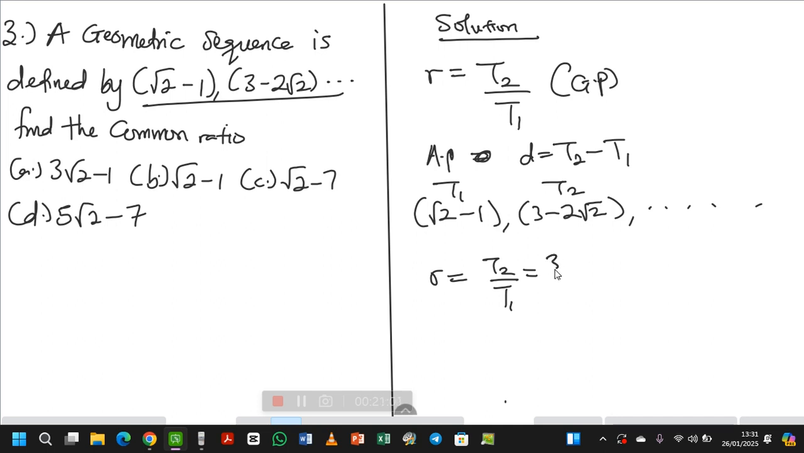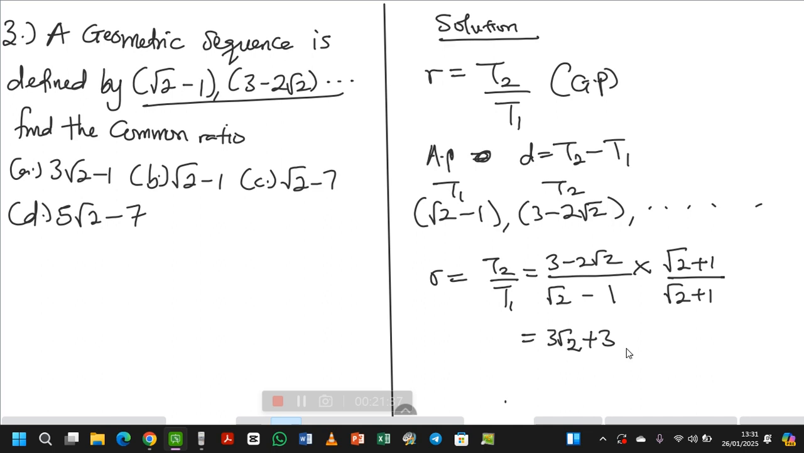So what do we have? What's your T2? 3 minus 2 root 2, over T1. What's your T1? Root 2 minus 1. So you just rationalize it. You can use the calculator step. To rationalize this minus 1, you change it to plus. So now it's root 2 plus 1 over root 2 plus 1. I hope you know how to rationalize that. Yes. So what do we have? 3 times root 2, that's 3 root 2. 3 times 1, 3. So minus 2 root 2 times root 2.